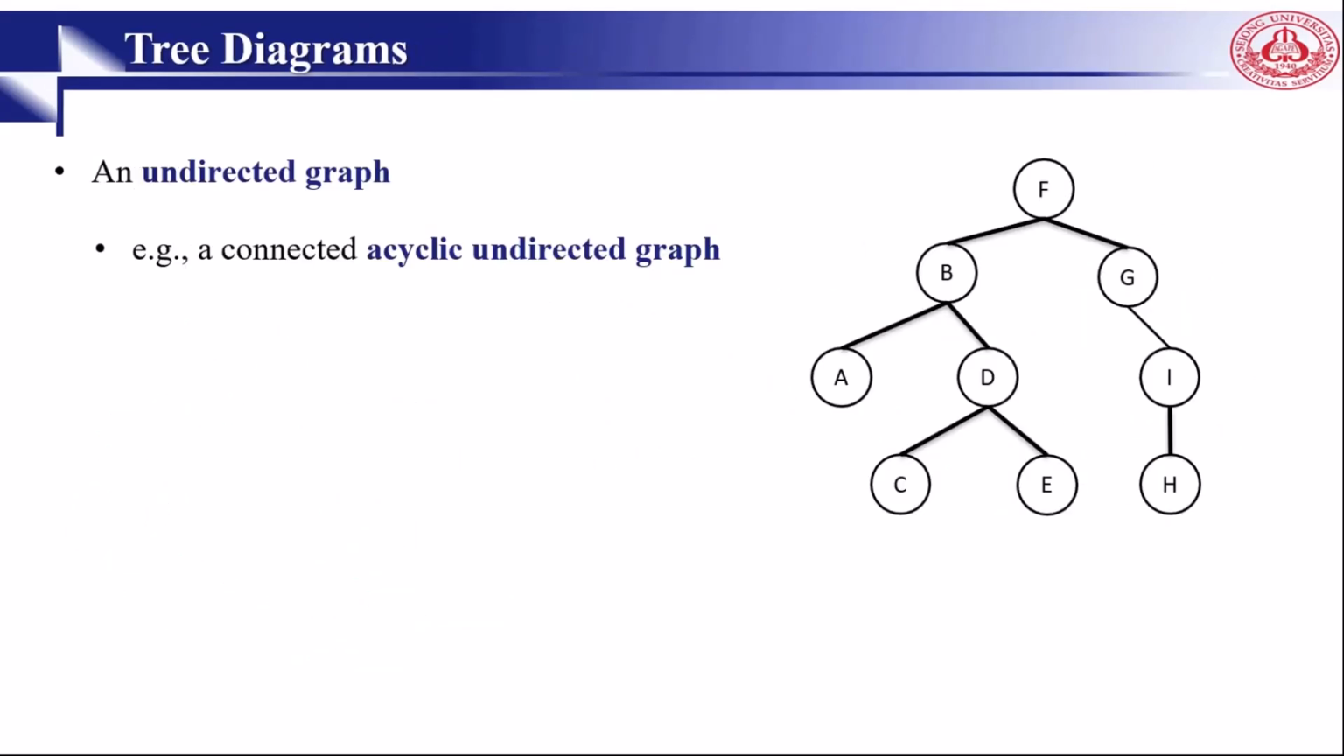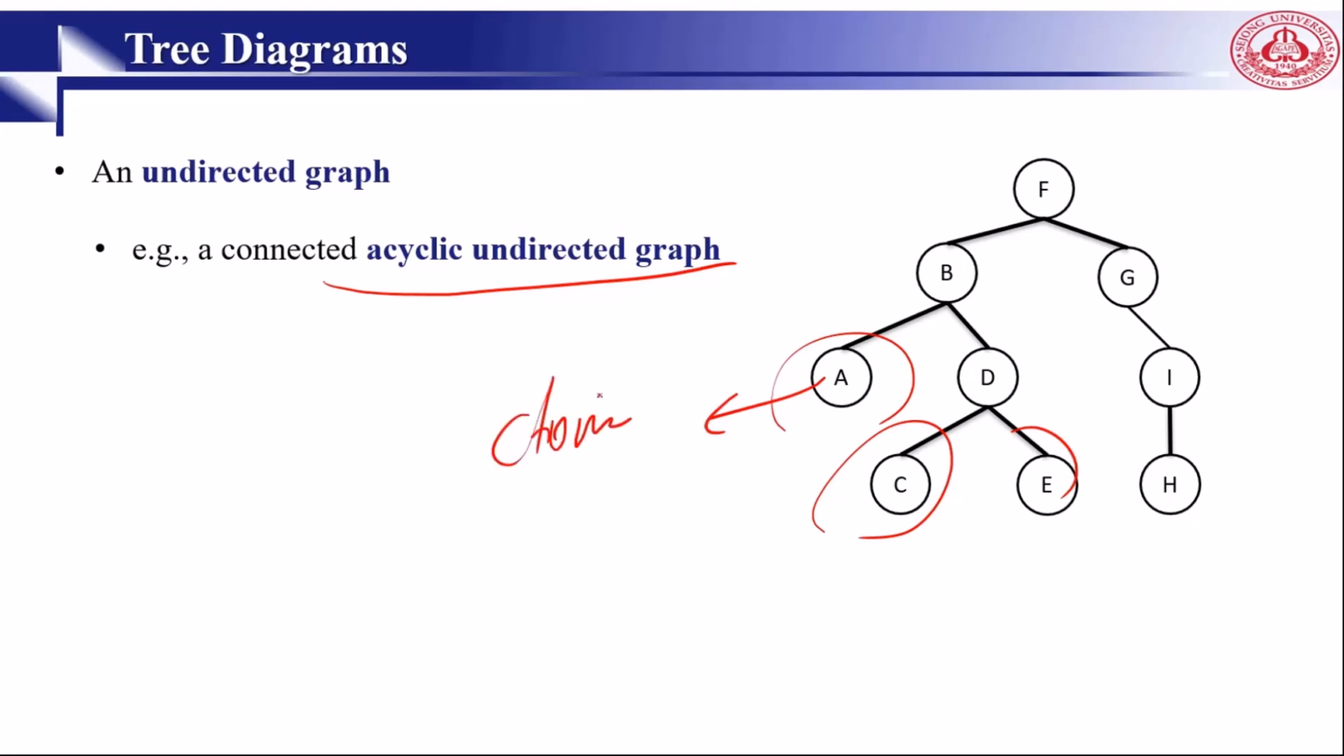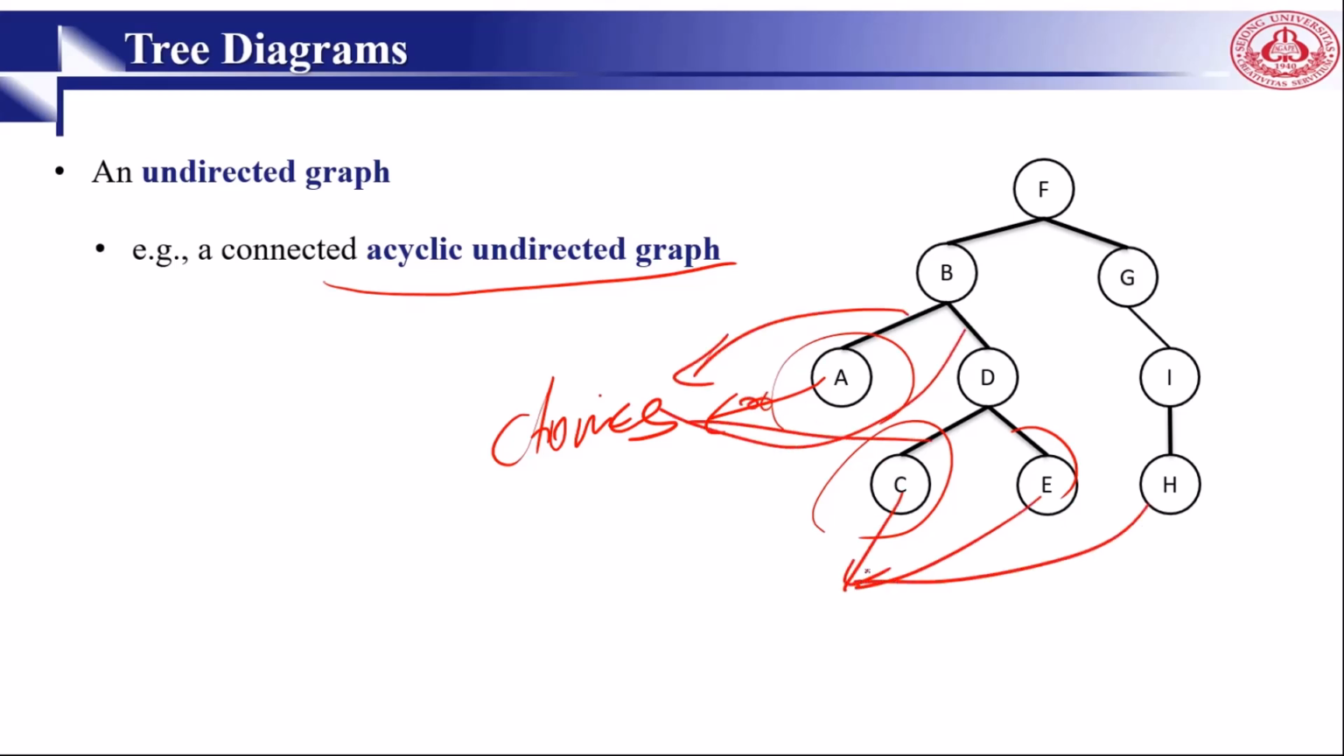Trees are a type of graph. They are undirected, and any 2 vertices in a tree are connected by exactly one path. It means we have an acyclic undirected graph. We use trees to solve many counting problems, and each branch represents a possible choice. Each branch here is some choice, and the leaves are the possible outcomes.